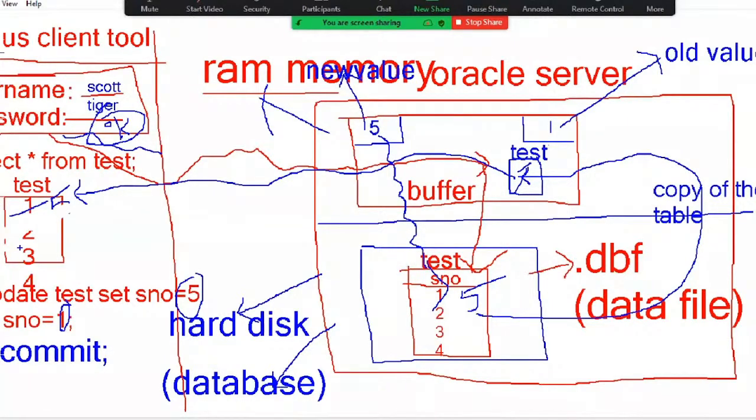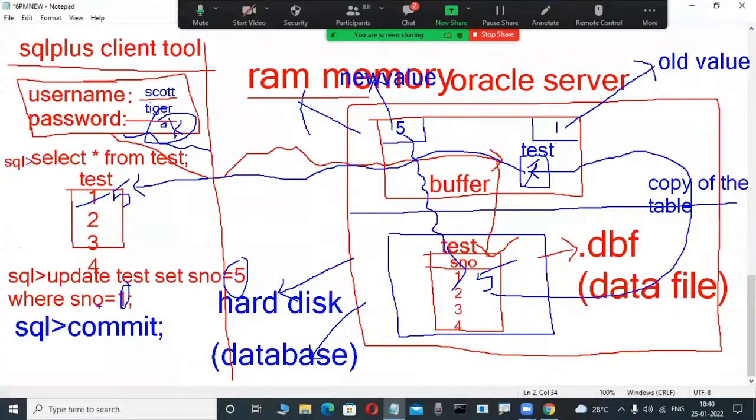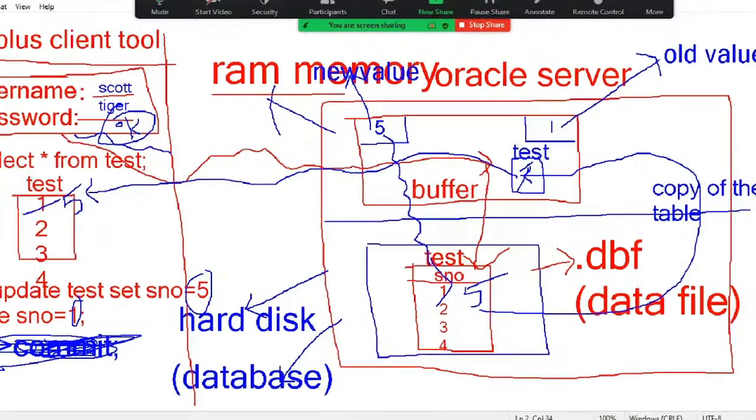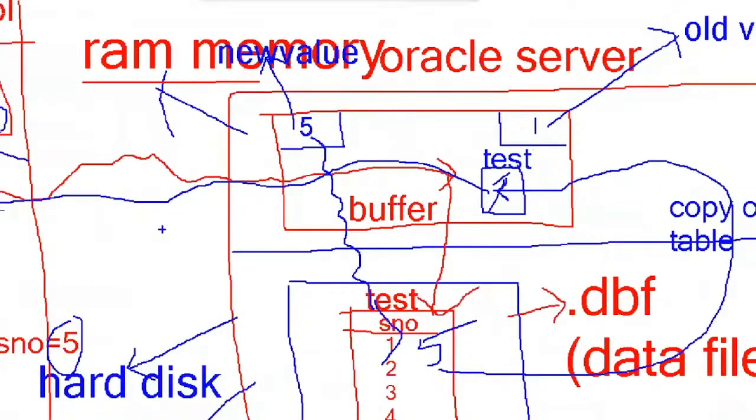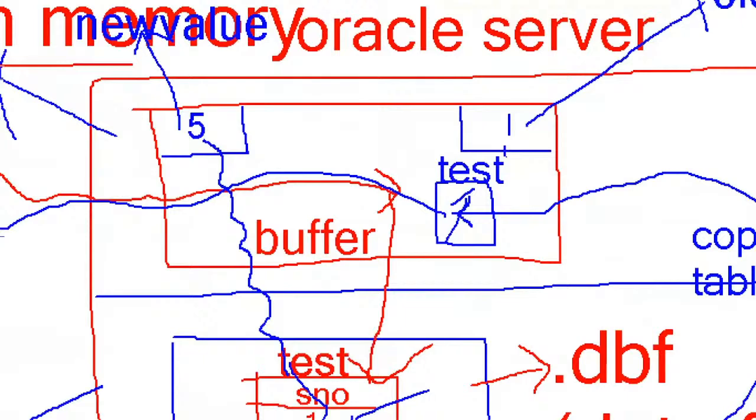Now, I don't want to save this one. Practically, I'm showing, just observe it here. I don't want to save. What is commit? I don't know. For example, I don't want to save. Now here again, 1 is changed into 5 in this example. But this 5, again, I want to change into 1.